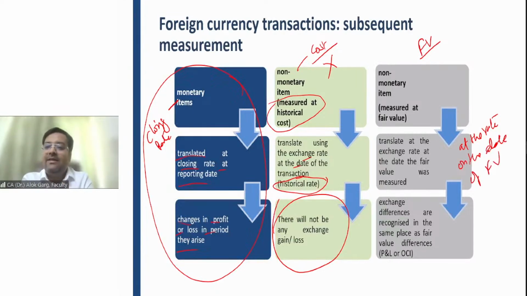Sir, why is it written that on the date of fair value? Why is it not written that on the date of closing, on the closing rate? Because the standard permits you to do the revaluation or fair valuation even before the reporting date.